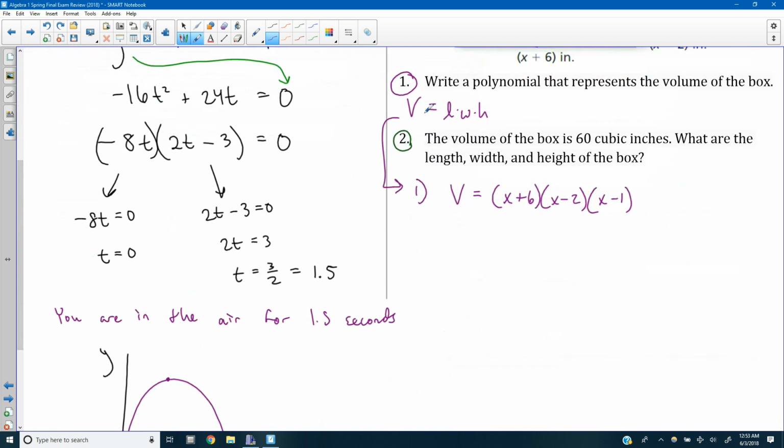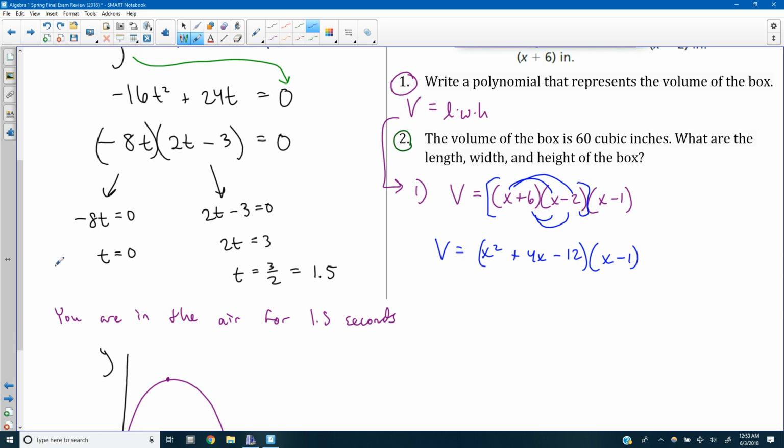All right, so we got to multiply these things out. Now, it's best that you multiply any two at a time. So I'm going to multiply these two together first. Distribute. X times x is x squared. Then minus 2x plus 6x, that's plus 4x. And then minus 12. Boom. Now we got to multiply that all by x minus 1.